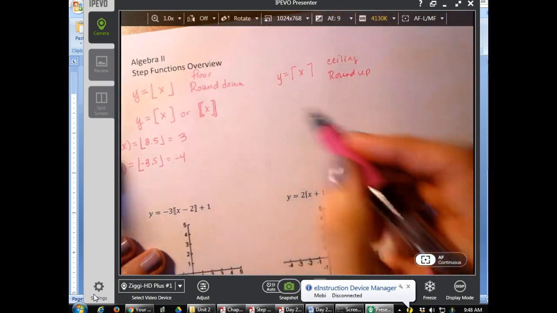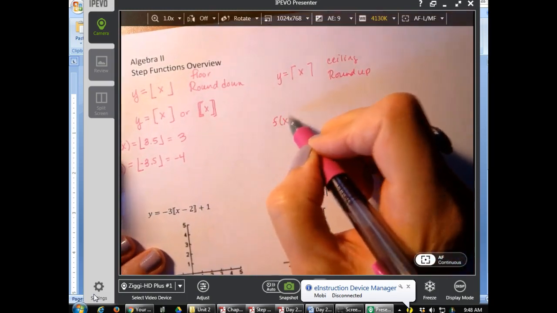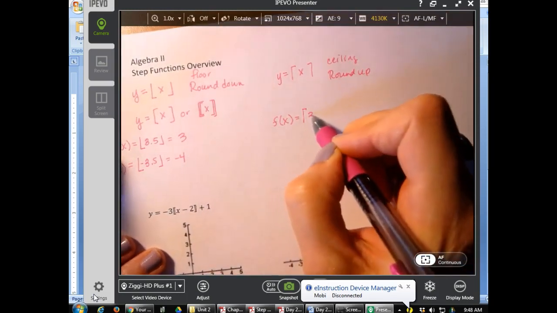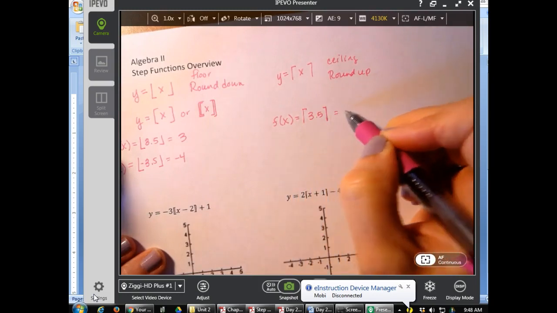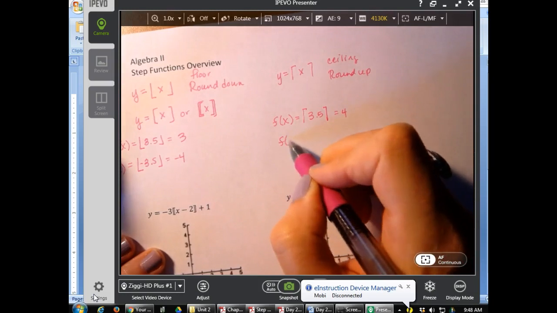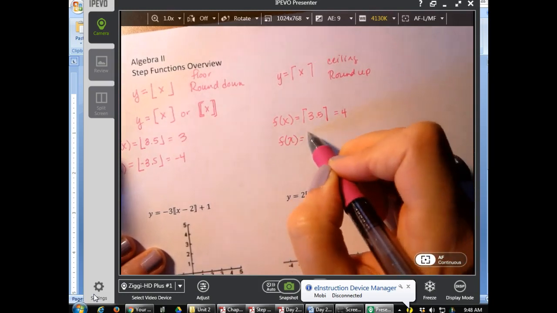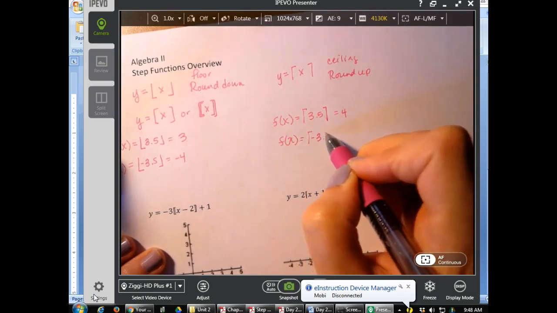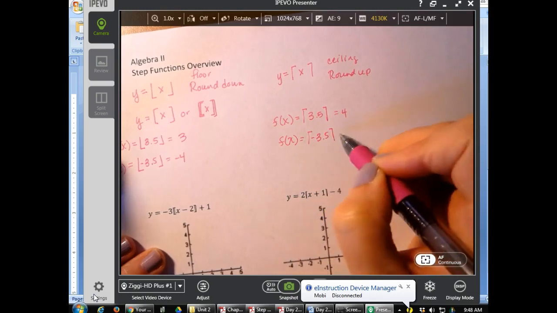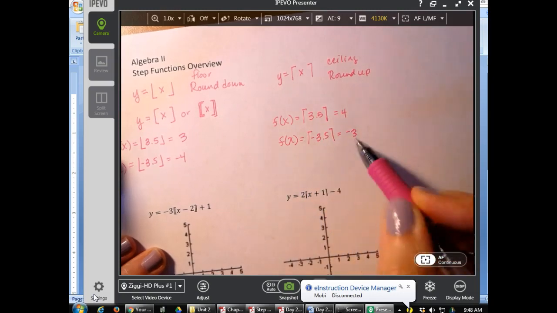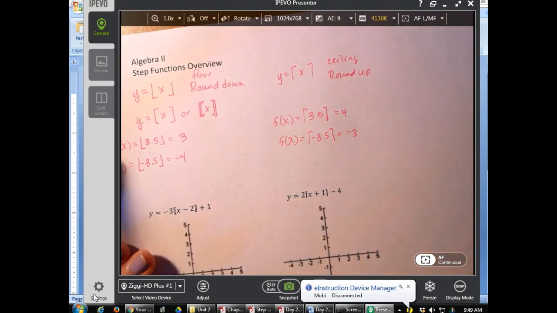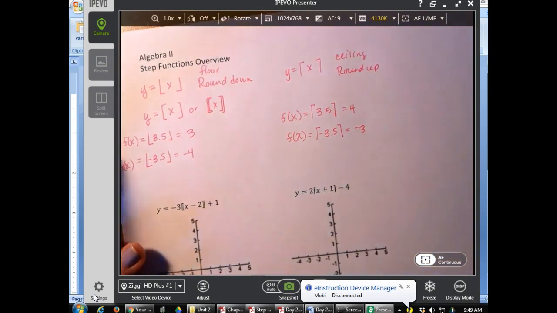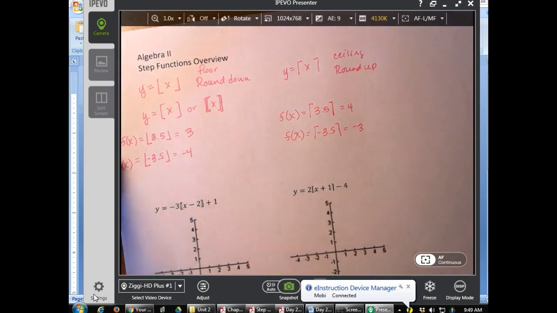And with the round up function, if I have a 3.5, it would round up to 4, and if I have a round up for negative 3.5, it will actually round up to negative 3 because negative 3 is to the right of negative 3.5. So that's how you evaluate using the two different functions.